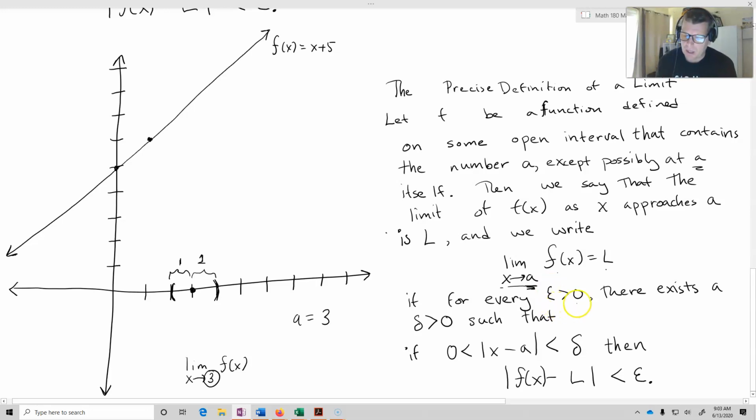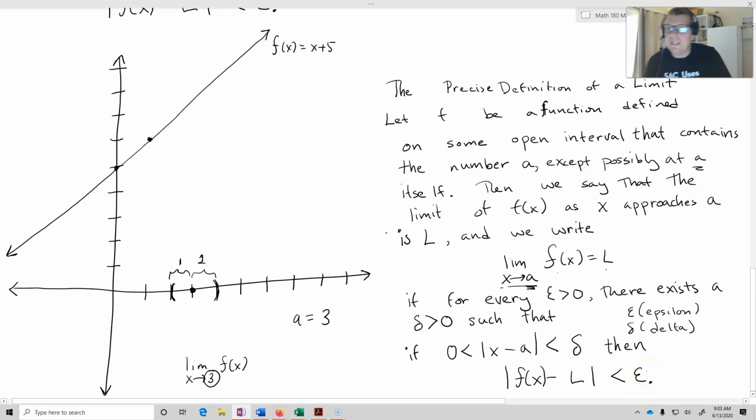If for every epsilon greater than 0, this thing here stands for epsilon, there exists a delta greater than 0, and that's delta. These are both Greek letters. Notice epsilon is some positive number. There exists a delta greater than 0 such that if 0 is less than the absolute value of x minus a, which is less than delta, then the absolute value of f of x minus L is less than epsilon.